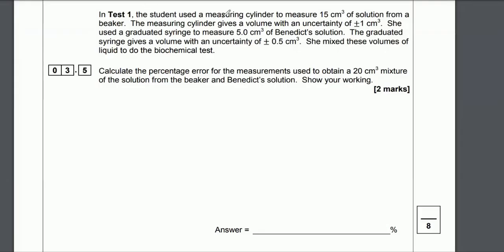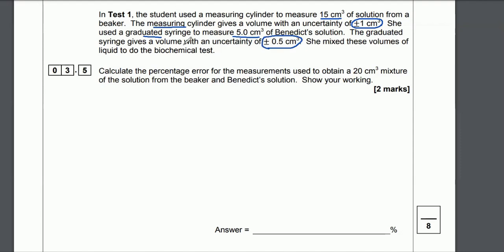So in test one, the student used a measuring cylinder to measure 15 centimeters, that's the measurement, from a beaker. The measuring cylinder gives a volume that has an uncertainty of plus or minus 1 centimeter cube. She used a graduated syringe to measure 5 centimeters. So that's a second measurement using a different piece of equipment. So we have a measuring cylinder and graduated syringe. The graduated syringe gives a volume with an uncertainty of 0.5 centimeter, plus or minus.